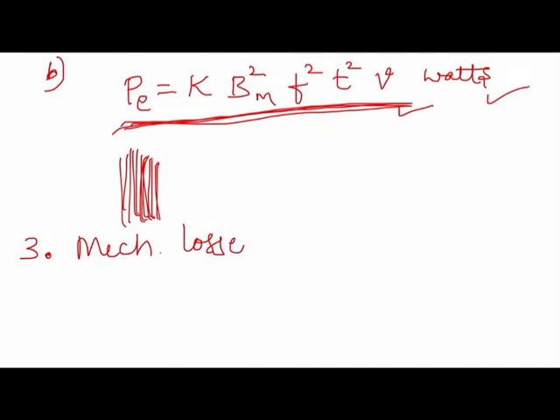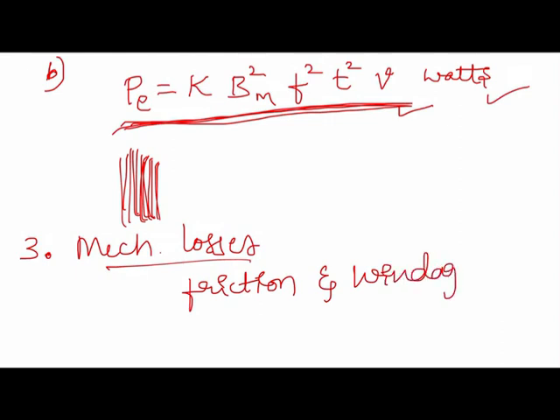So these mechanical losses consist of the friction and windage losses. As the name indicates, this loss occurs at the shaft of the DC motor, where the mechanical energy generated, that is the torque developed in the armature, is transferred to the load. The mechanical losses occur due to the friction.